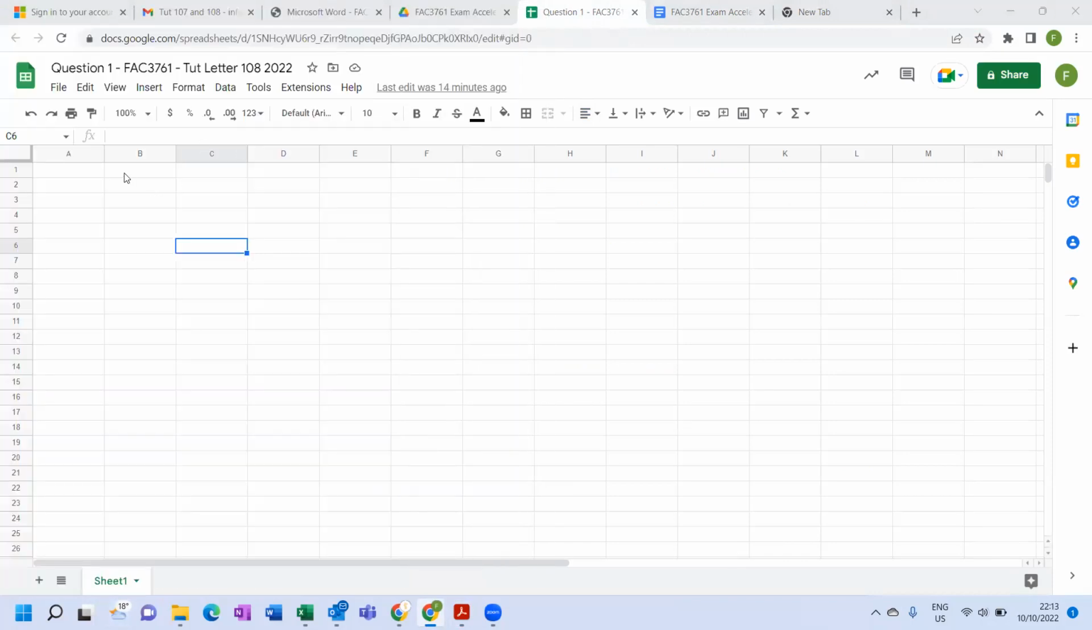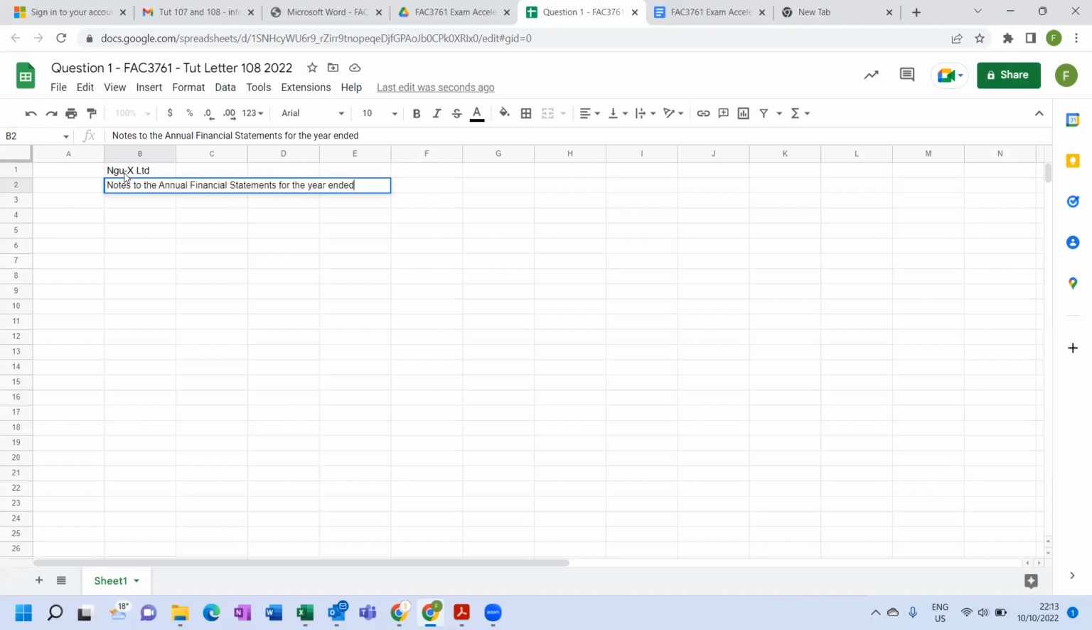Okay, so question 1, we're going to do property, plant, and equipment. So we need to prepare the note. So remember, it's going to be company name, Ngu-X Ltd. The next one is going to be the statement name. So it is notes to the annual financial statements. Annual financial statements for the year ended.